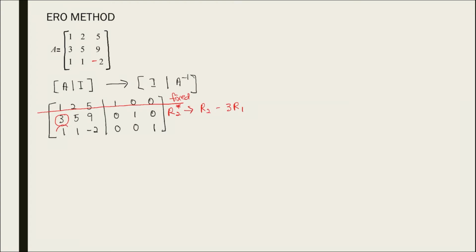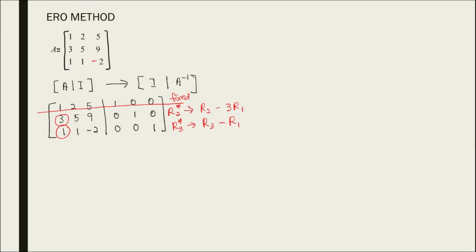So next, number 1. How do we change 1 into 0? Okay, so row 3 new. To make 1 into 0 is 1 minus 1. So row 3 minus row 1. Okay, so I'm going to use another color to show you the operation.